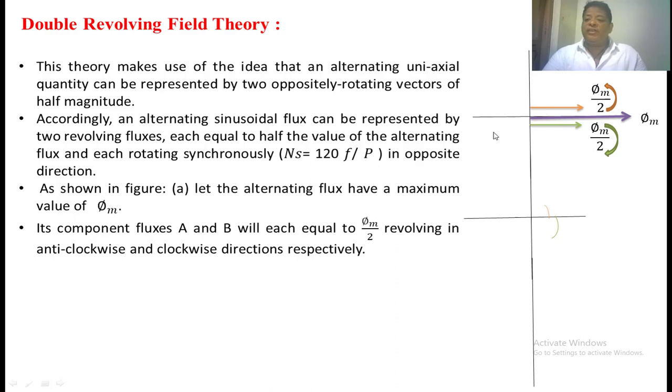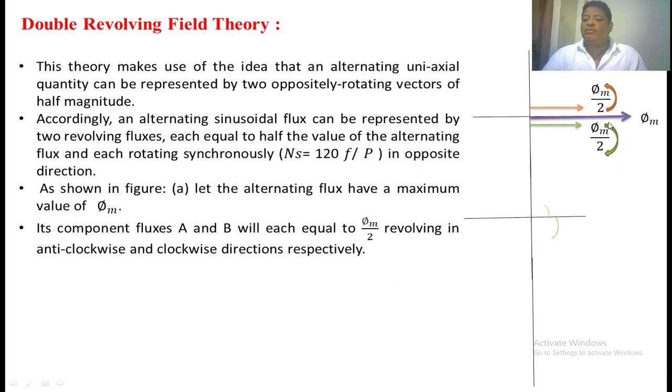So try to observe here. This is the sinusoidal flux. Whenever we say sinusoidal flux, along the same axis the magnitude of flux changes and the direction also changes at regular intervals of time. It is not rotating, but these two components are rotating. That is the double field revolving theory. Here, you have to prove that the vector sum of these two rotating vectors is equal to the sinusoidal flux.